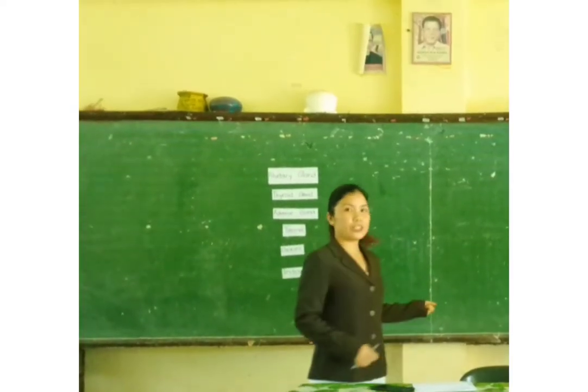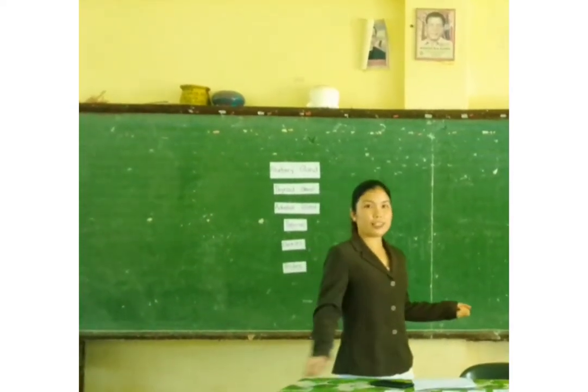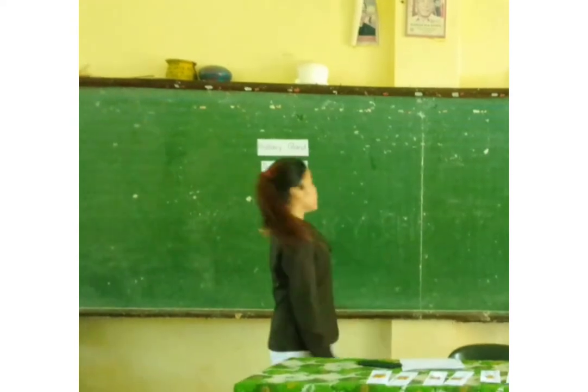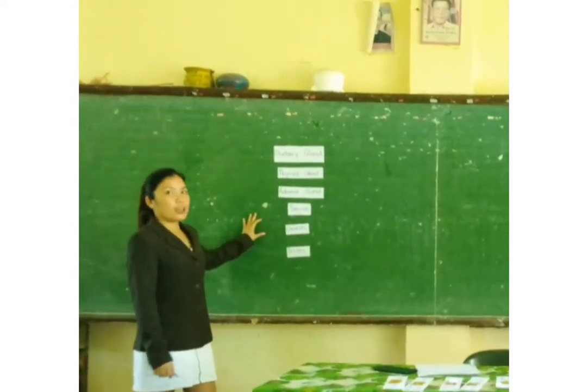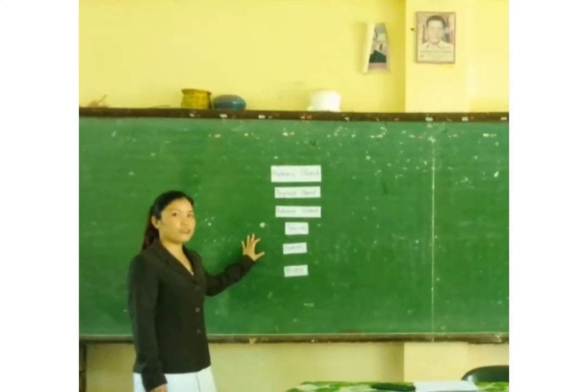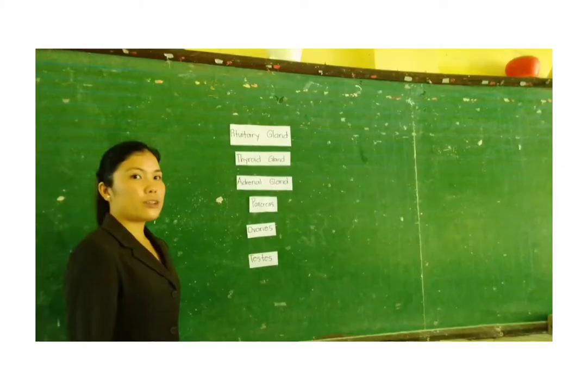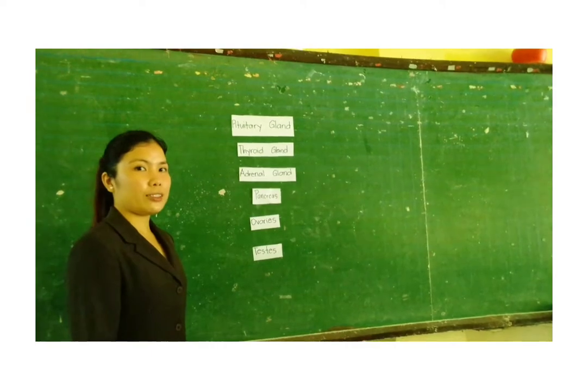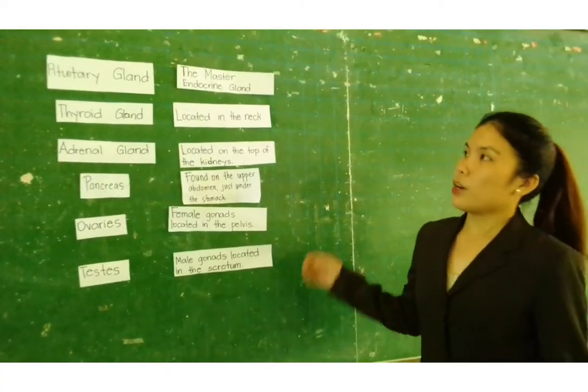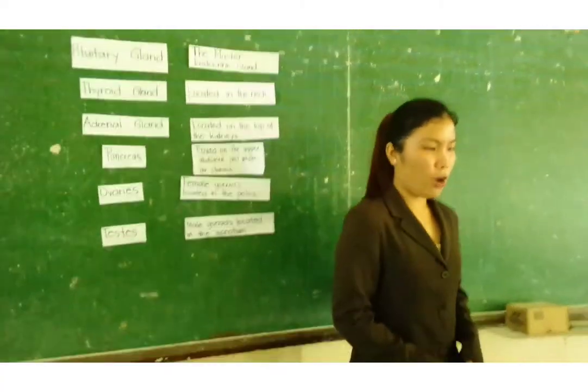Before we start our discussion, let's have first an activity. I have here the parts of the endocrine system, and you have to match the definition that I have given to you. Now paste it on the board. Okay, very good. It's all correct.